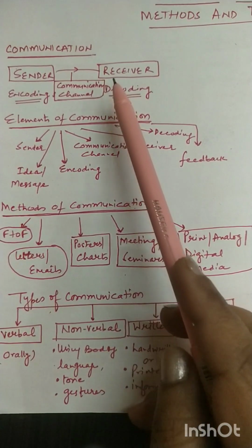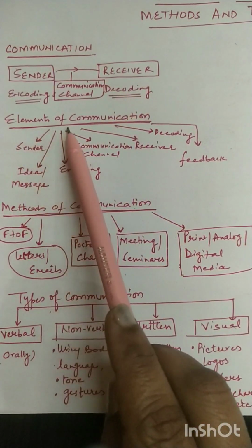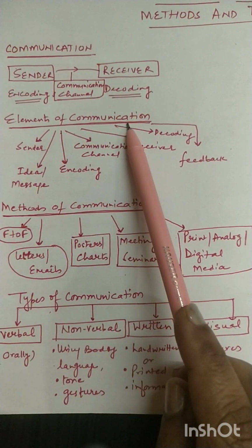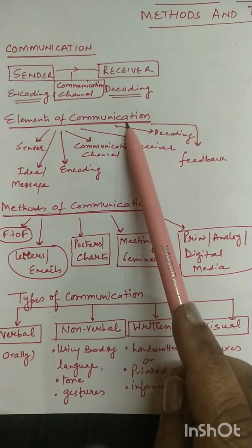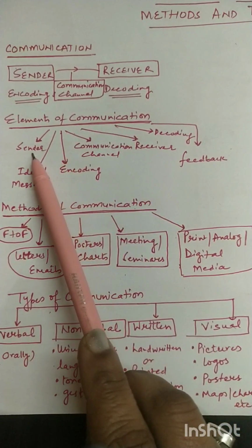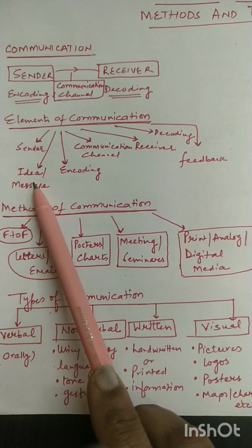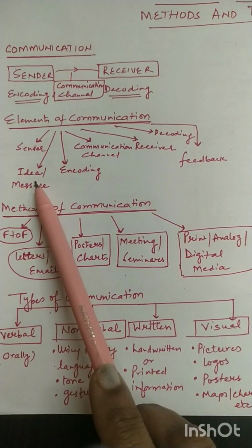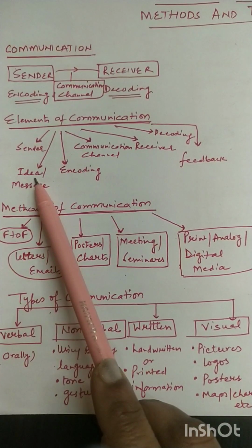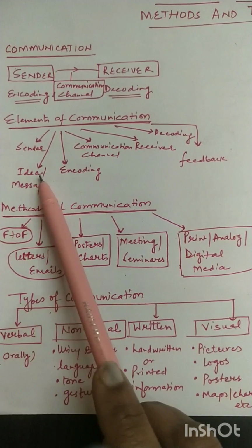Now the next term that we need to understand is elements of communication. What are the various elements of communication? Let's talk about that. Sender, then idea or a message. The idea is to be shared from the message. Using ideas, a message is formed, right? A message can be in the form of verbal cues like a speech, or a non-verbal cue like body language or voice tone, or in a written form. So this is about idea and message.